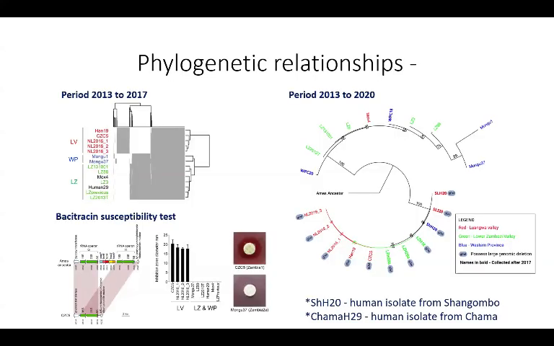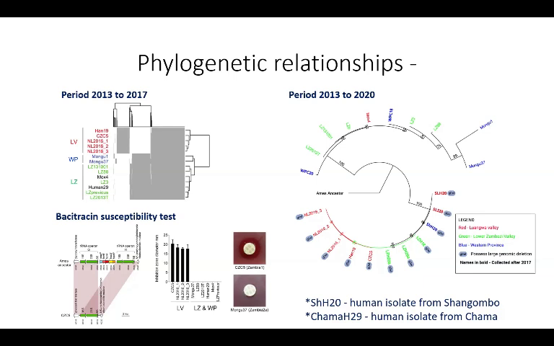Now, the phylogenetic relationship determines the closeness as well as the relationship, or shows the tracking of how closely related these strains are. We did a period from 2013 to 2017, then we moved again to a period from 2013 to 2020. We also did bacitracin susceptibility tests in anthrax. These are different types of tests which we were doing. Now, one important isolate is the human isolate which was found from Shangombo. We put it as SHH20.